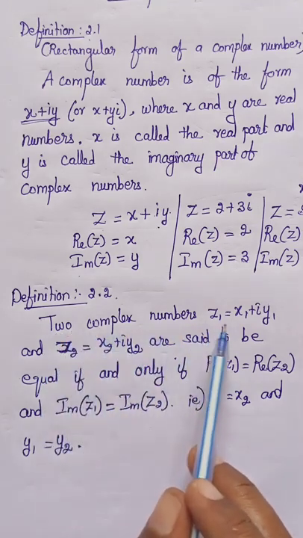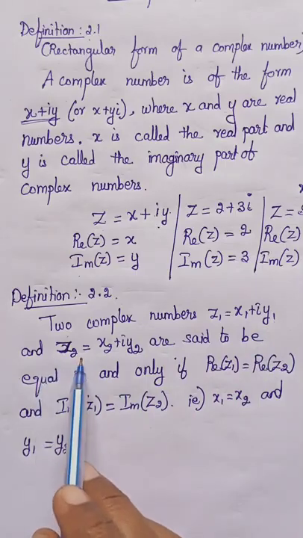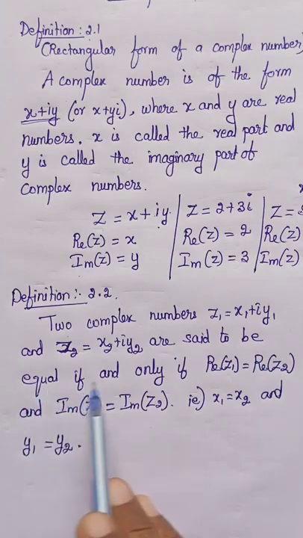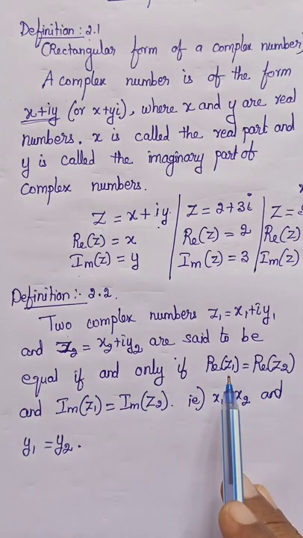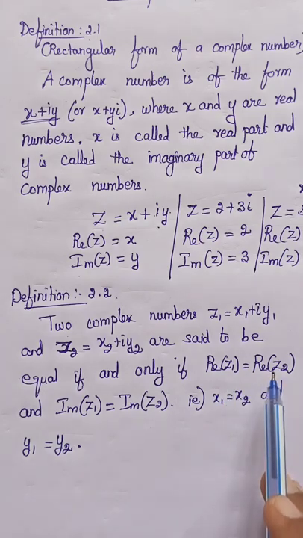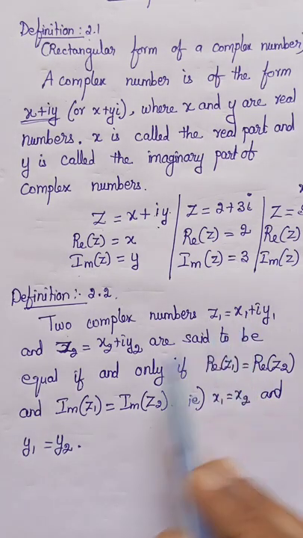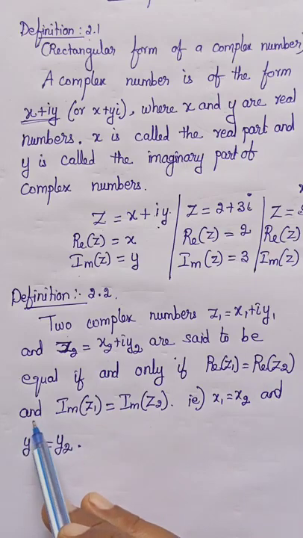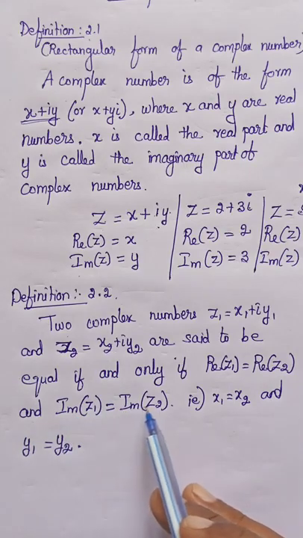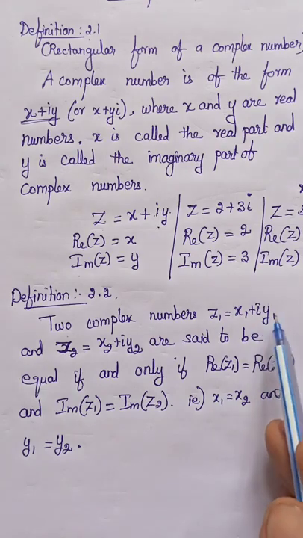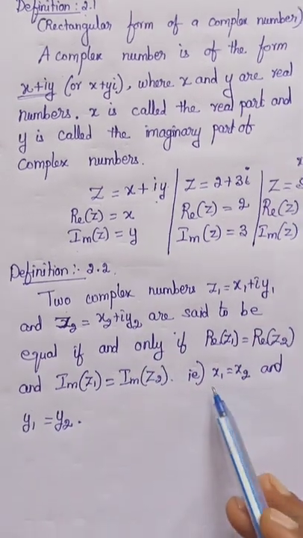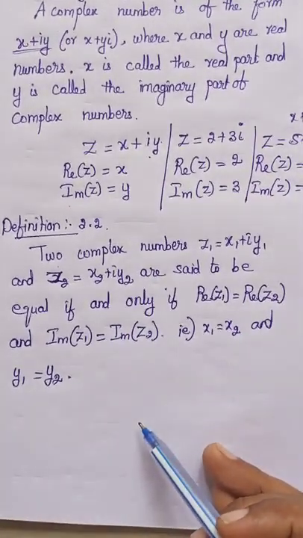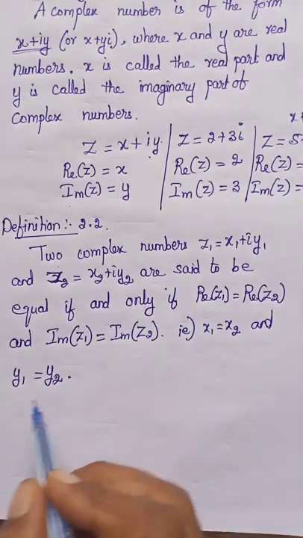Two complex numbers z1 equal to x1 plus iy1 and z2 equal to x2 plus iy2 are said to be equal if and only if real part of z1 is equal to real part of z2. Real part of z1 is x1, am I right? And real part of z2 is x2. So x1 must be equal to x2, and imaginary part of z1 is equal to imaginary part of z2, that is y1 is equal to y2. If both are the same, then we can say the given two complex numbers are equal.